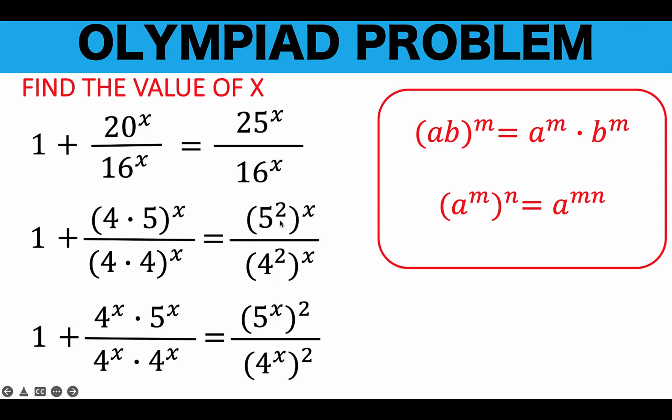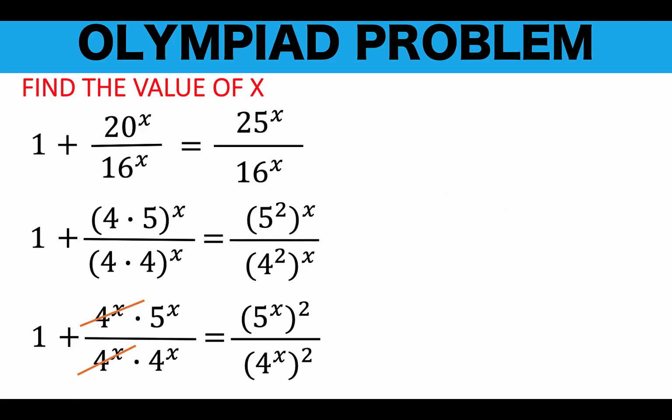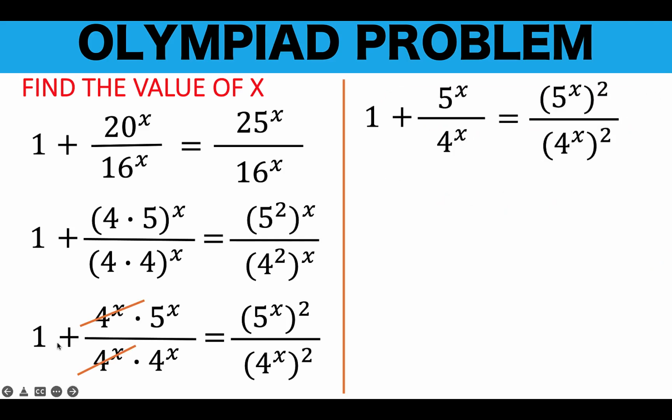Take note that we switch the exponent 2 and x to make it x and 2, both for the numerator and the denominator. The reason behind that is we're going to convert this into an equation that is quadratic in form. But first, let's simplify this. We have here a common factor 4 raised to x in the numerator and 4 raised to x in the denominator, so we can cancel that out. And so we arrive at this equation now. We copy the 1, the second term becomes 5 raised to x over 4 raised to x, and we copy the right side.